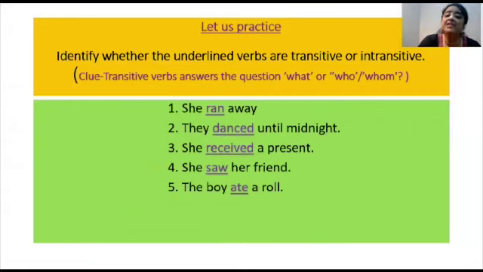The boy ate a roll. What did the boy eat? A roll. Yes, it's answering the question what? That means ate is a transitive verb.